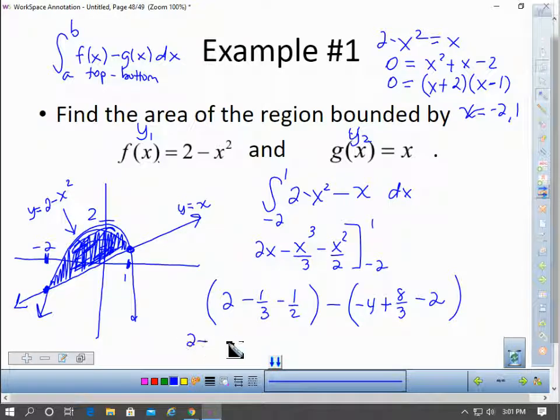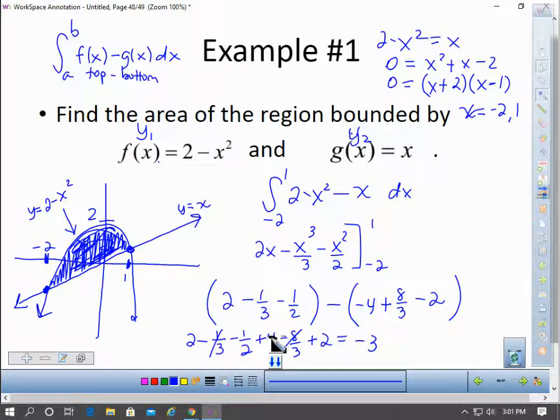So this will be 2 minus a third minus a half. This will be plus 4. This will be minus 8/3. And then this would be plus 2. So when I look at combining these together, the negative 1/3 and the negative 8/3 makes negative 9/3. So that makes negative 3.